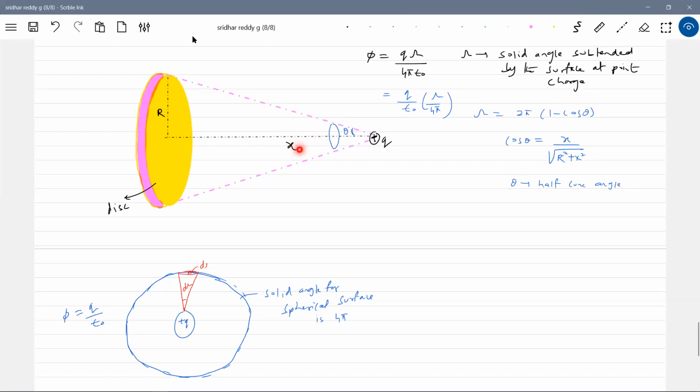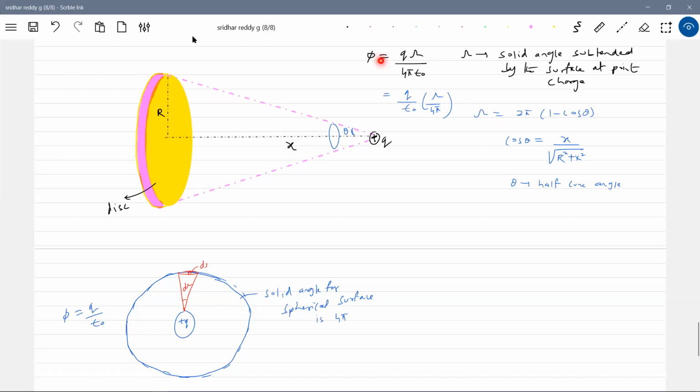It depends on the distance x at which I am. As I move away, I'll justify my answer. What will be the value of theta? It decreases. As x increases, theta decreases. As theta decreases, cos theta will increase, then the solid angle will decrease. Am I right? Justified. So as you move this point charge nearer to it, x will decrease, theta will increase, cos theta will decrease, and the solid angle will increase.